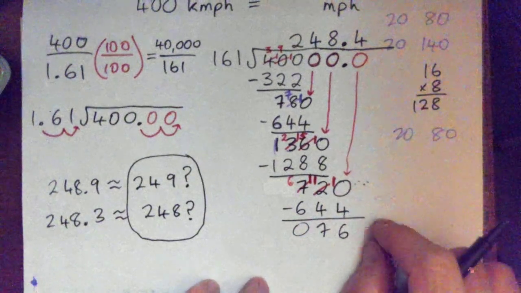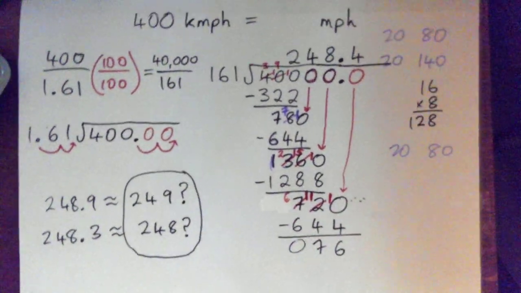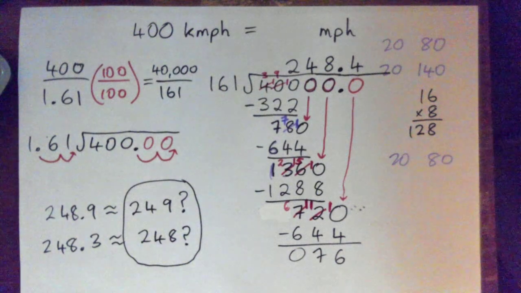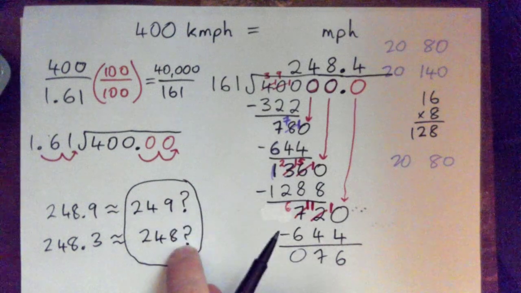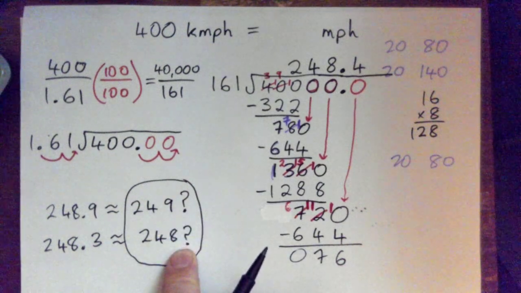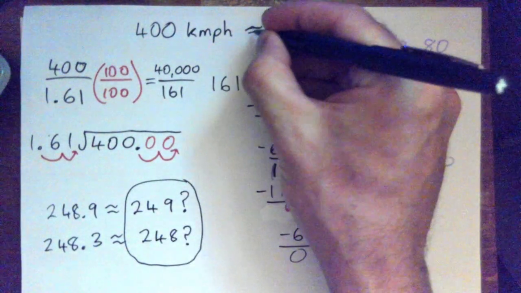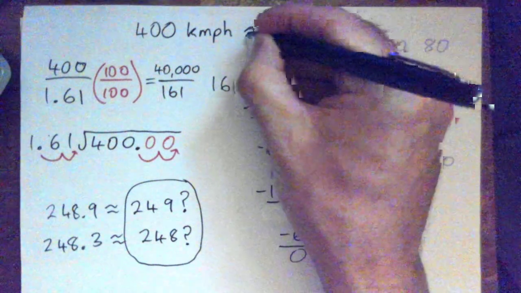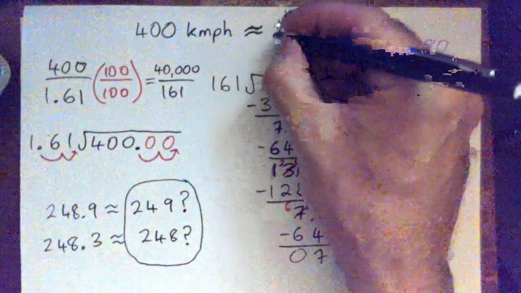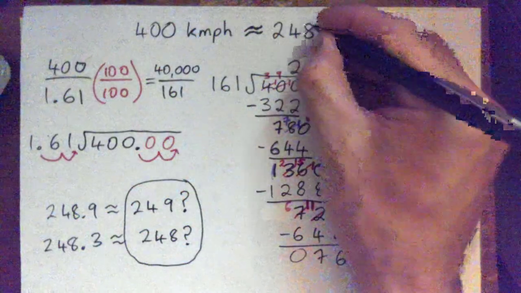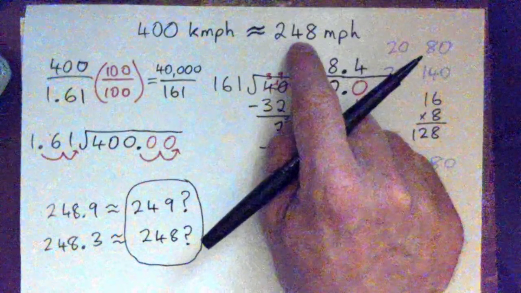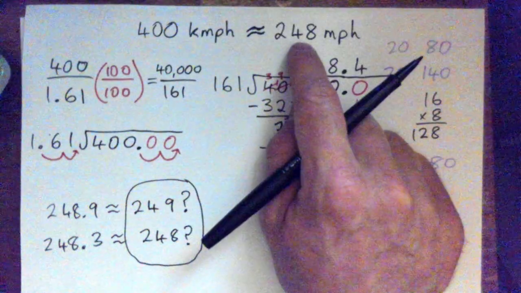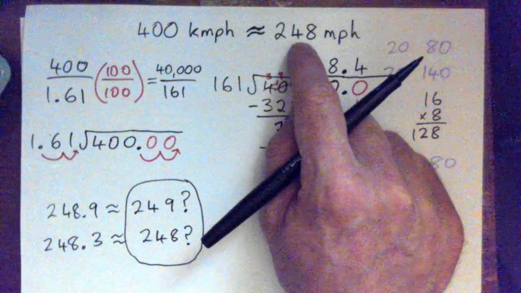And so we need to round to the nearest whole number. So do we round it up to 249 or down to 248? Down. Correct. And I should do my wavy equal signs because it's approximately equal to 248 miles per hour. So 400 kilometers per hour is approximately 248 miles per hour. Okay. So there you go.